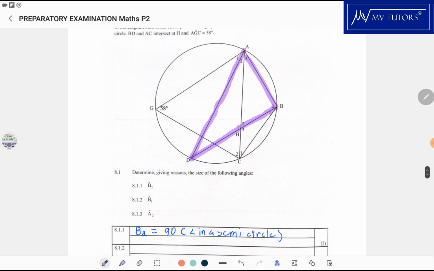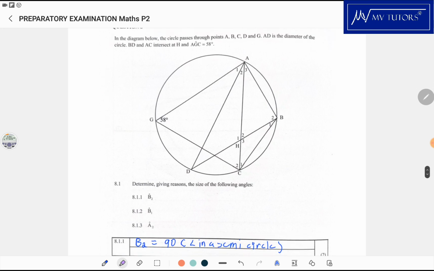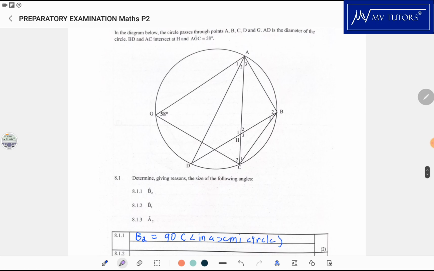What clue do we have about B1? Where's B1? There it is. Let me rub this so that I can go to the next thing I can look at. With these questions, there are a lot of things you can look at, but some of them are just obvious. The next clue here was this AGC. Let's use that. If we look at this cyclic quad here, which is completed, that's the cyclic quad we're looking at.